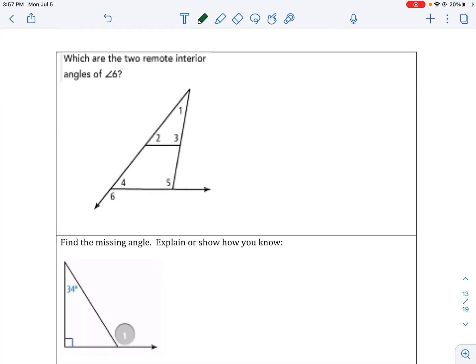All right, so which are the 2 remote interior angles to angle 6? Well, here's angle 6, and we want the opposite 2 interior angles of the triangle. Here's our big triangle. Opposite of angle 6 that are inside the triangle are going to be angle 1 and angle 5. So angle 1 and angle 5 are remote interior angles.